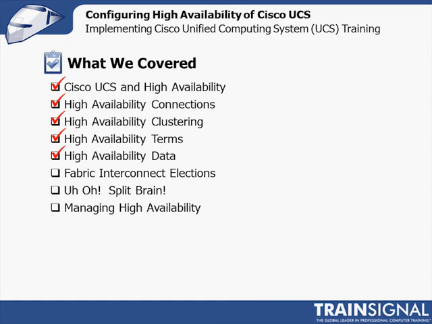Then high availability data. This is kind of the counterpoint to the high availability clustering, where clustering again is primary and subordinate, but for data it is active, so you can have both interconnects, both functioning, both passing traffic at the same time.